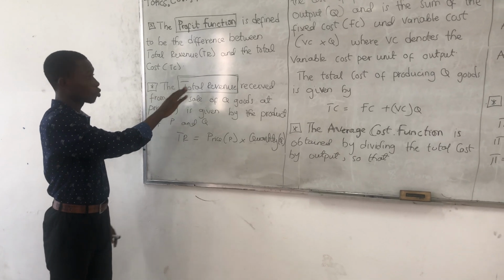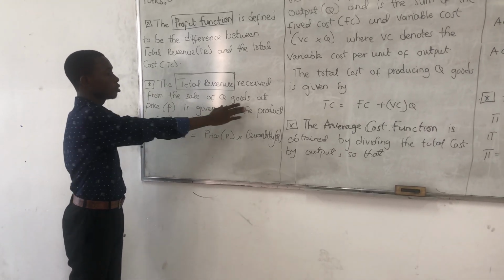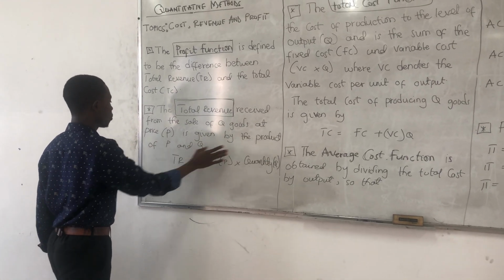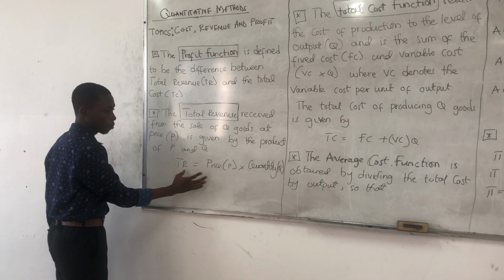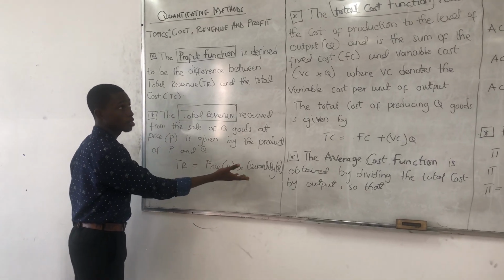The next one, total revenue. The total revenue received from the sale of goods at price P is given by the product of P and Q. So this is the formula for total revenue. So total revenue is given as price times quantity.